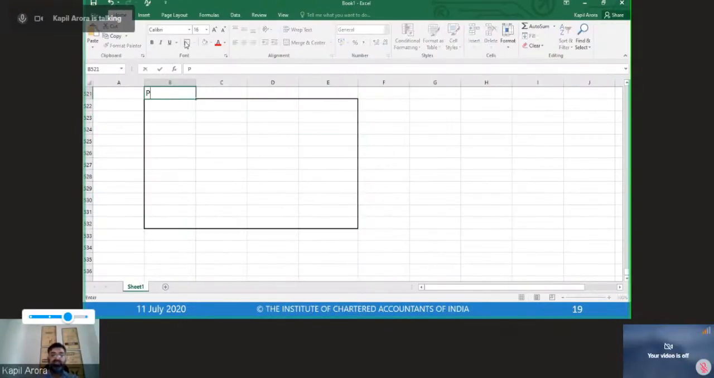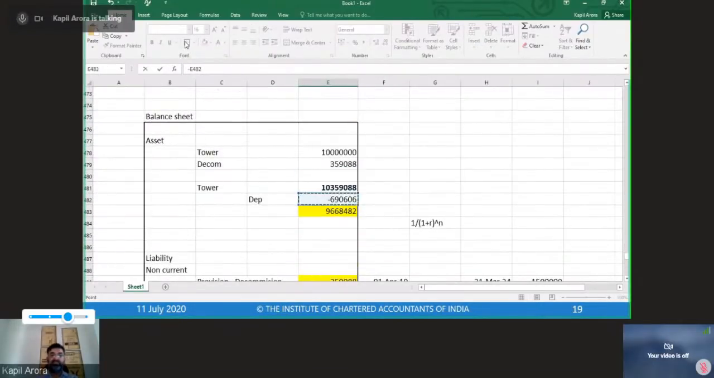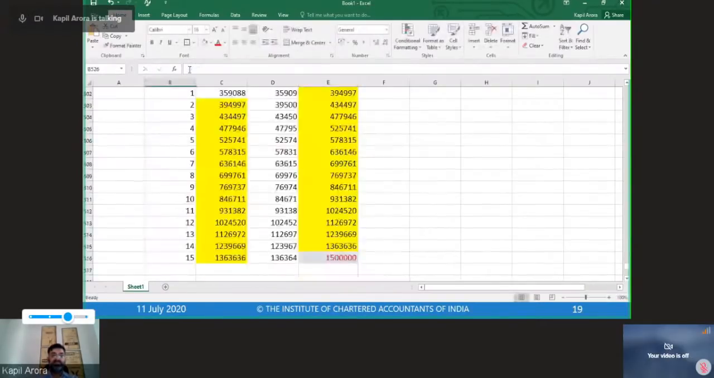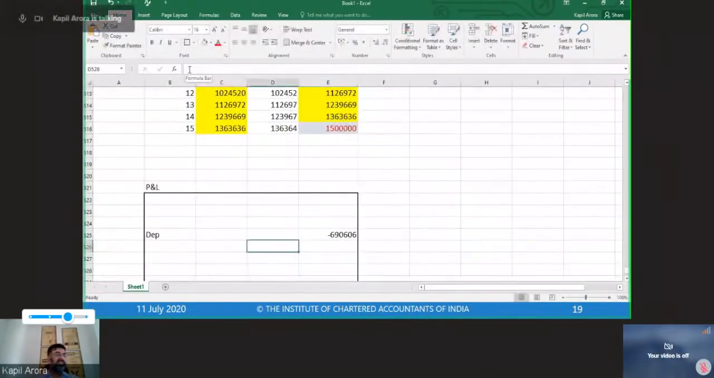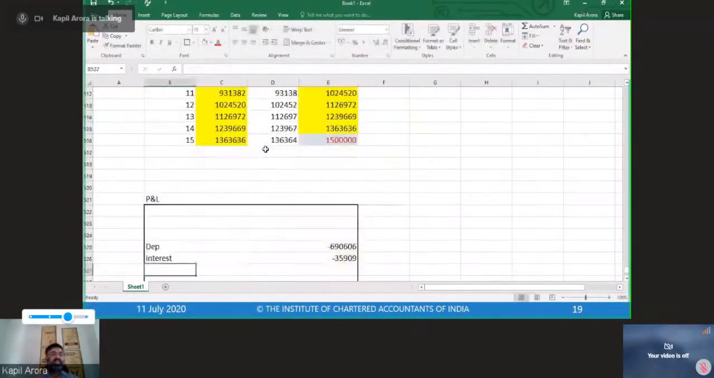My profit and loss account every year will have two expenses. One is depreciation, which is coming from here. So one is depreciation, which will be same every year. Another one is interest. So since we are in first year, my interest would be of first year. If we are in second year, interest would be of second year. Same 15th year. Hope this is fine with everybody.